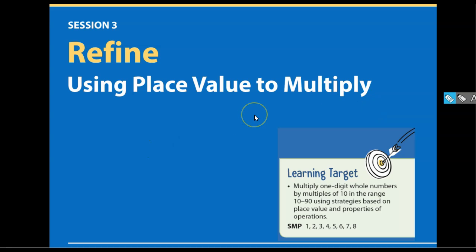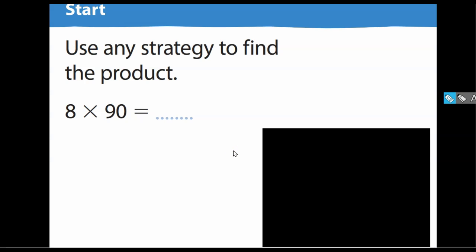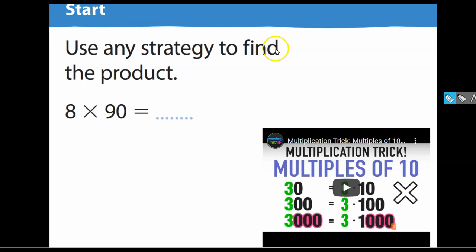All right, so we're doing lesson 9. It says use place value to multiply, okay? This is session 3 of lesson 9, okay? It says use any strategy to find the product. Okay, before we do this, what do we need?